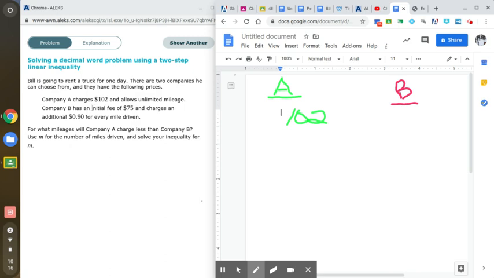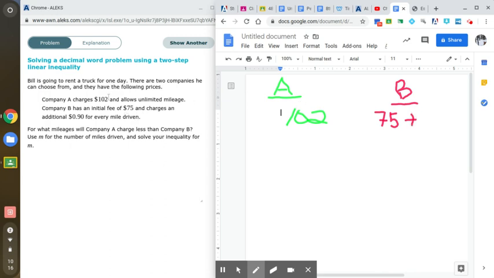Company B has an initial fee of $75. Well, if you have a fee, a flat fee or an initial fee, that's never going to change. So that's just the number 75. And again, some of this challenge is understanding what these things are in real life, since you're in middle school and we don't always spend our own money a ton. And charges. So and charges means this is going to go up some more because we're adding more on.